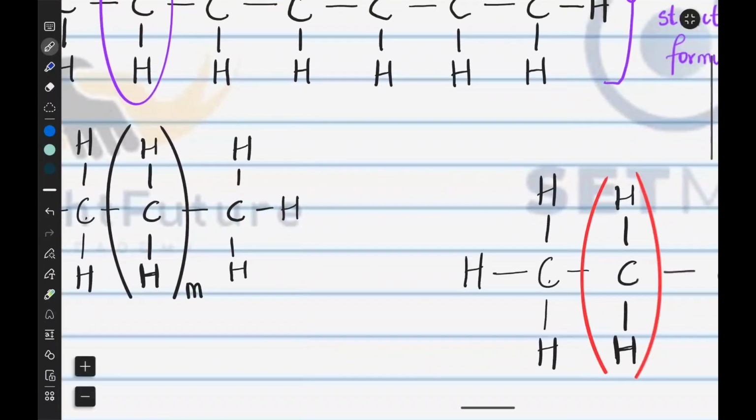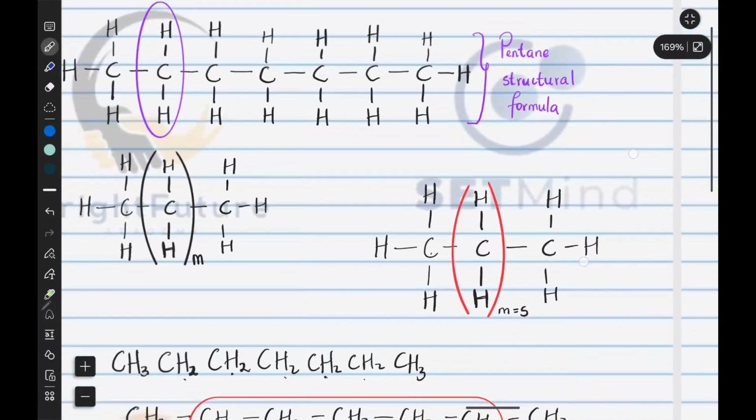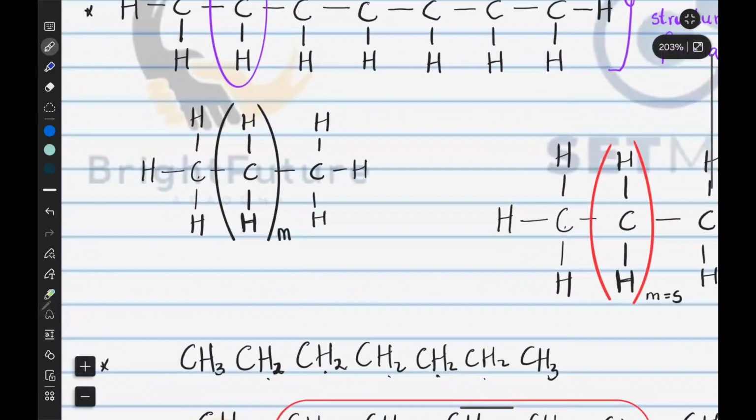So now in our case, that M would be equal to 5 in the case of pentane, right? Because that CH2, which is this CH2, it repeats 5 times in between the CH3s, which is between the first carbon atom and the last carbon atom. So that's why we represent it like that. So yes, we call this the abbreviated structural formula.